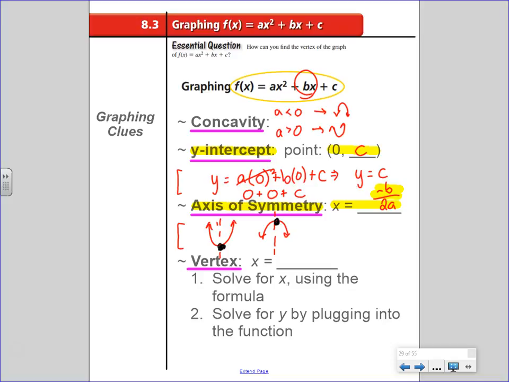Do you guys see how the axis always goes through the vertex? The vertex is in the middle. The axis is the middle. They're going to be in the same x position. They're going to have the exact same x value.